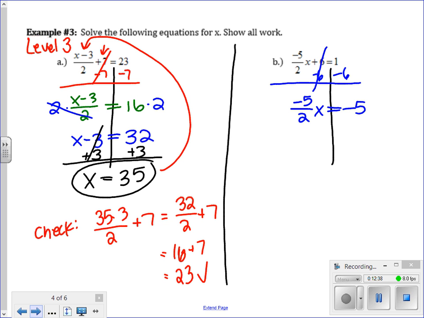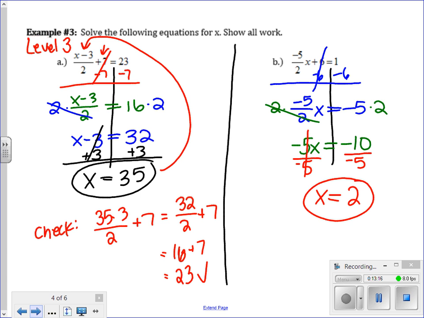Now, a fraction, again, I just said that we have to move the denominator first. The denominator is being divided, so I need to multiply both sides by the denominator of 2. That 2 ends up going away, and I have negative 5x equals negative 10. Now I only have one more step in order to get x by itself. I'm going to divide by negative 5. And negative 10 divided by negative 5, a negative divided by a negative is a positive 2.